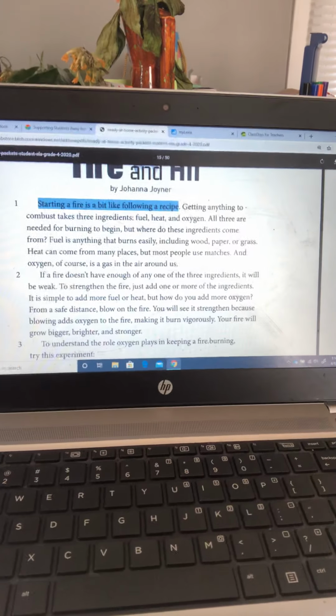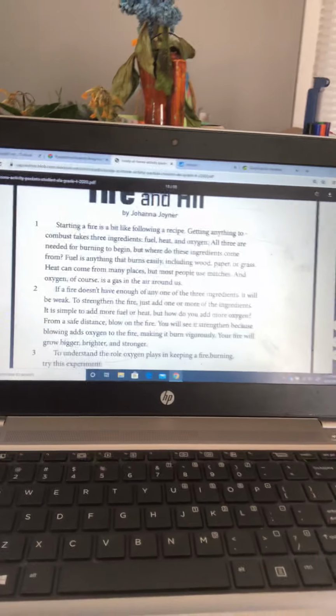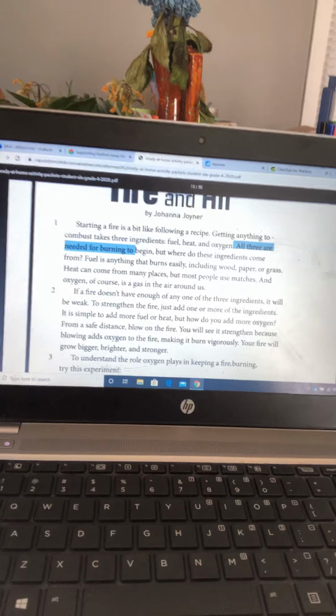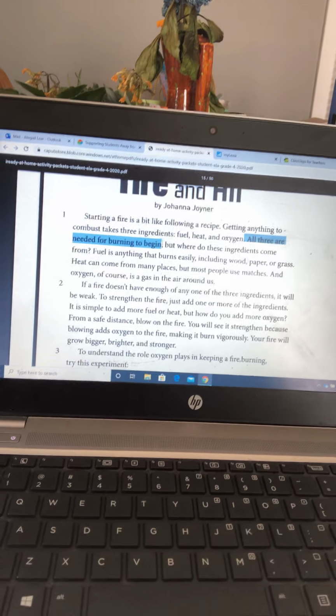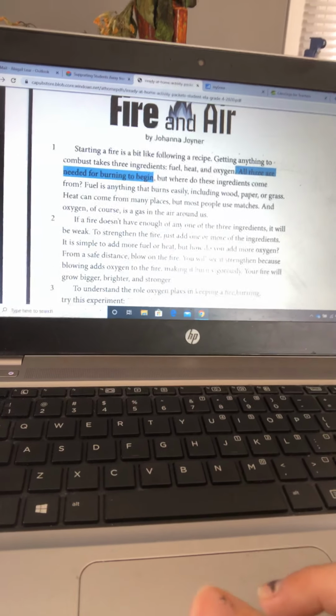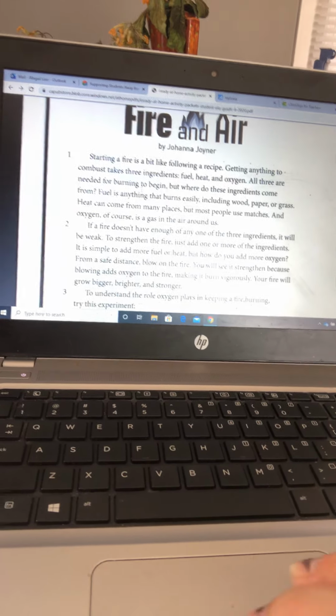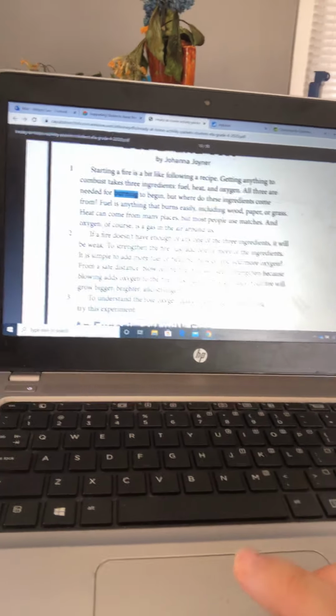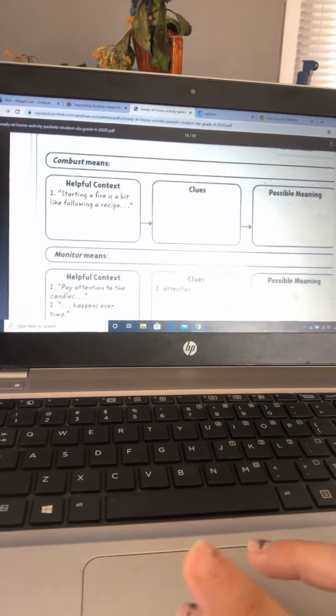Then we read the sentence. Getting anything to combust takes 3 ingredients: fuel, heat, and oxygen. We have another clue in the sentence after it. All 3 are needed for burning to begin. What is our clue there? So you need all these ingredients for something to combust. All are needed for burning to begin. What's our clue? Burning. So we're going to put burning down in clues. How do you spell it? Look back at the text.